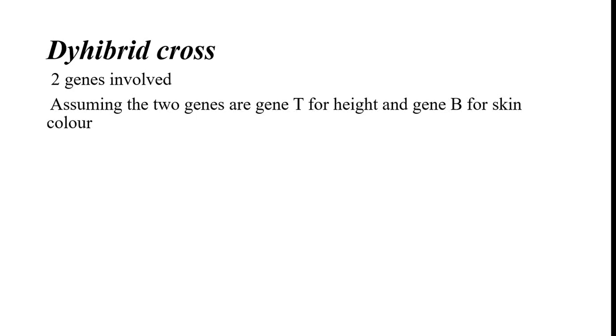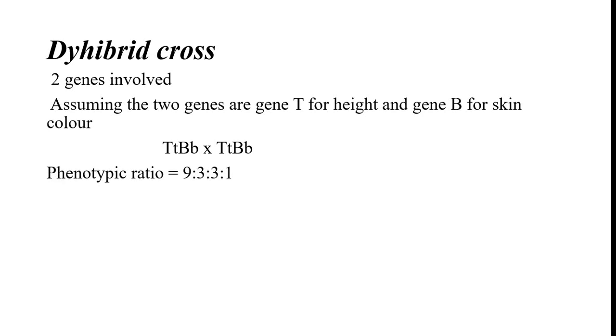So assuming the two genes are gene T for height and gene B for skin color. If it's heterozygous for height, it's going to be capital T small t, and if it's heterozygous for skin, it's going to be capital B small b. So the genotype becomes capital T small t, capital B small b for one parent. Since they are all dihybrid, that becomes capital T small t, capital B small b, crossing capital T small t, capital B small b.